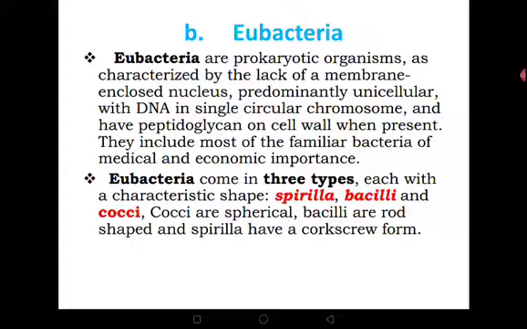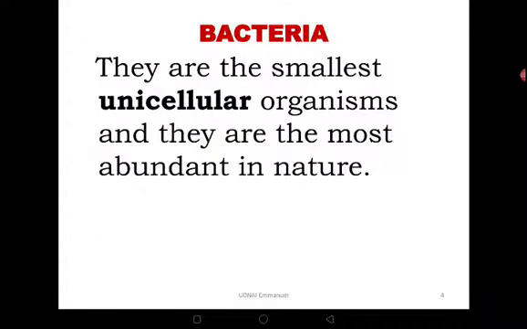And these bacteria are classified into three based on their shapes. There are the spirilla, the bacilli, and the cocci. The cocci are spherical, round in shape, the bacilli are rod shaped, like a sausage, and the spirilla are spiral in shape, like a corkscrew. We are going to expound more about those shapes a little bit later on.